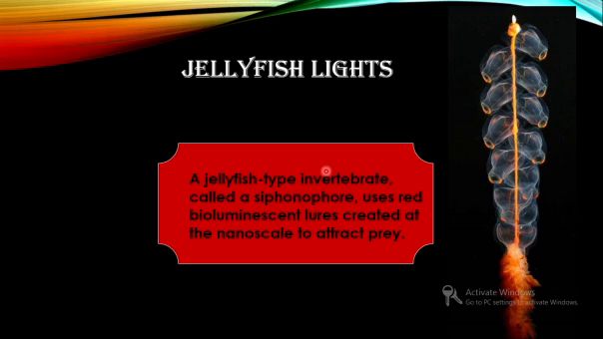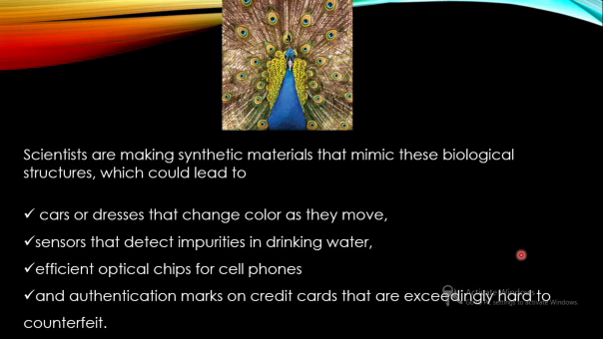Another interesting example is jellyfish. You would have experienced, or you would have seen in movies, the bioluminescence given by the jellyfishes. Okay, so a jellyfish-type invertebrate called siphonophore uses red bioluminescent lures created at the nanoscale to attract the prey. So it produces this lure or bioluminescent color to attract the small fishes or small worms and all, and it can predate on it. Okay, so that is also produced at the nanoscale.